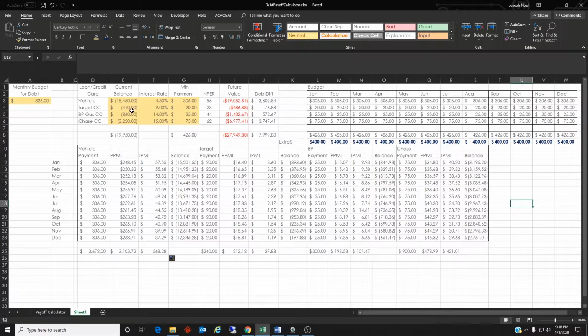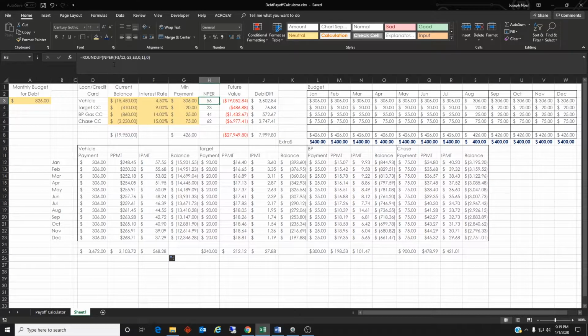Target credit card, I owe $410 at a 9% interest rate. My minimum payment every month is $20, and at that rate, it would take me almost 2 years to pay off that $400. BP, $860 in debt, 14% interest rate, $25 minimum payment. It would take almost 4 years to pay that off. Chase credit card, $3,230 at a 15% interest rate. My minimum monthly payment is $75, and that'll take me over 5 years to pay off if I pay that.